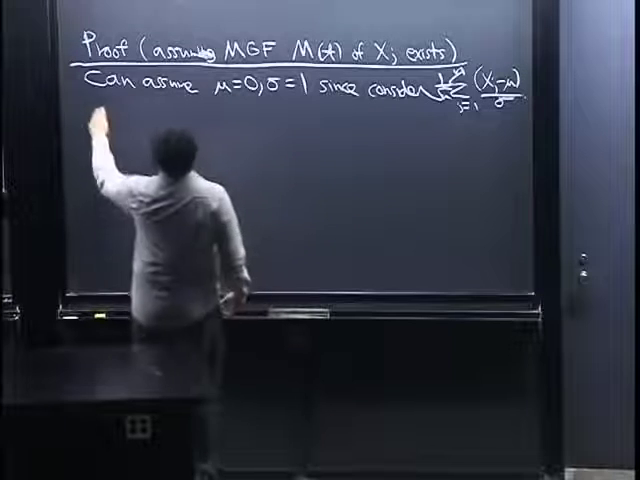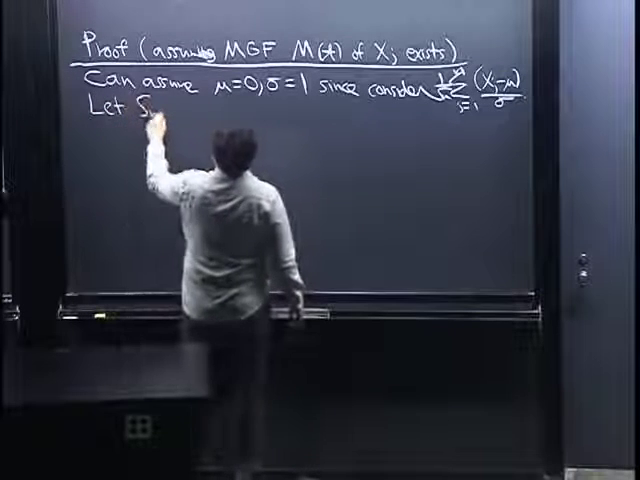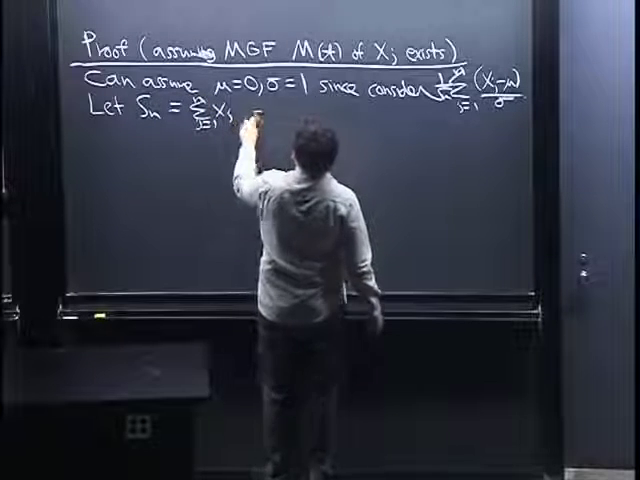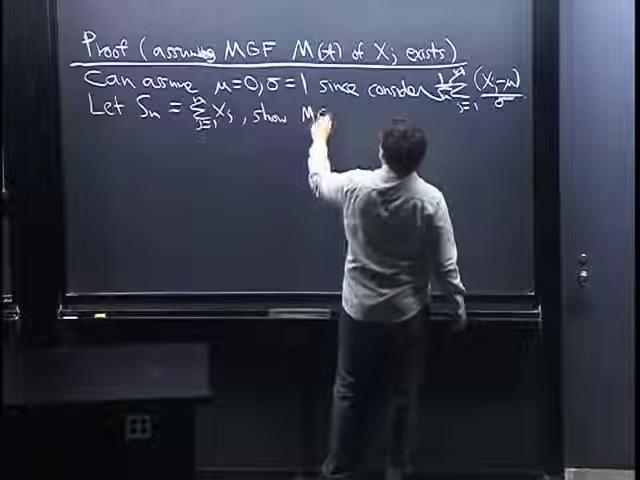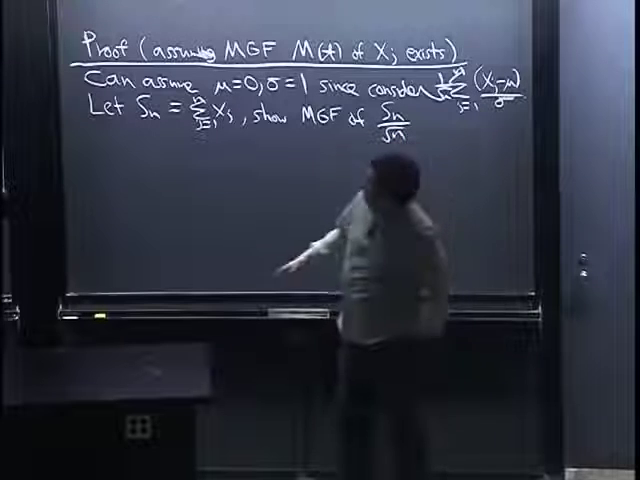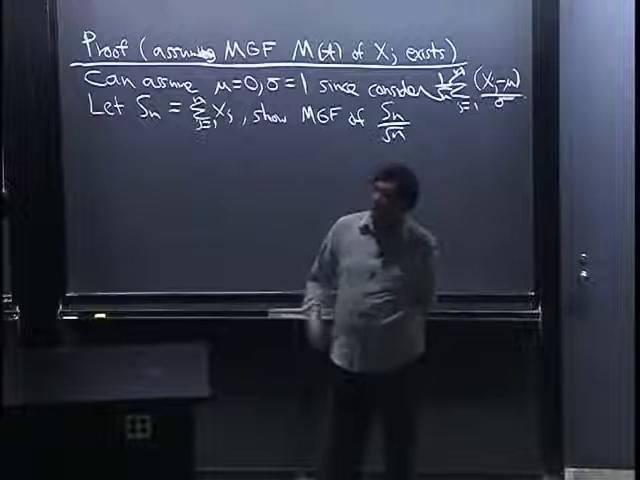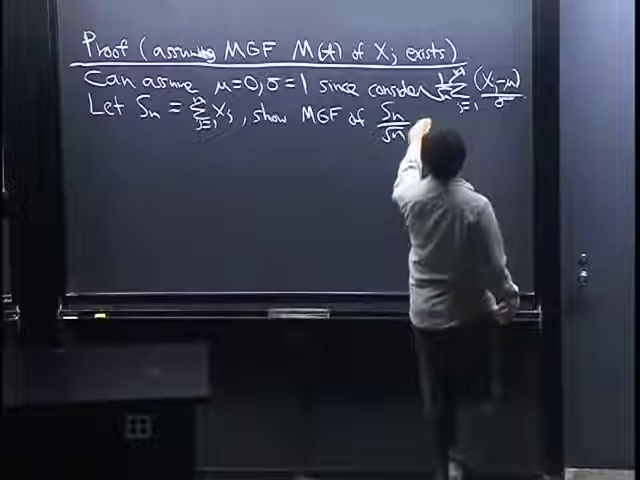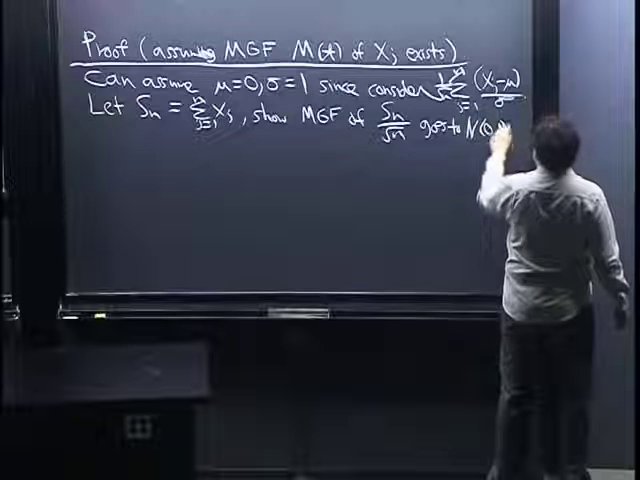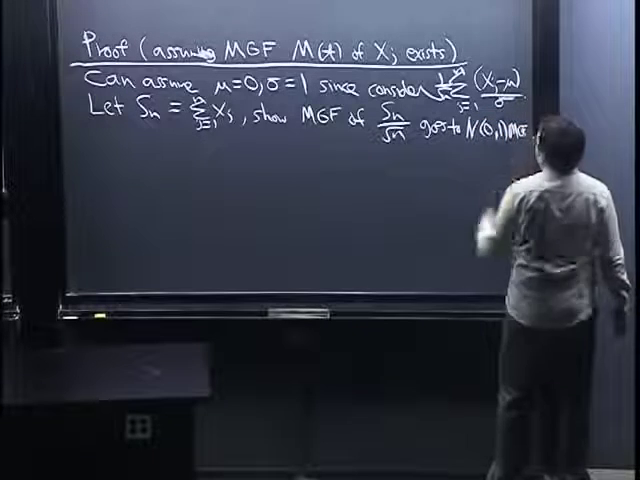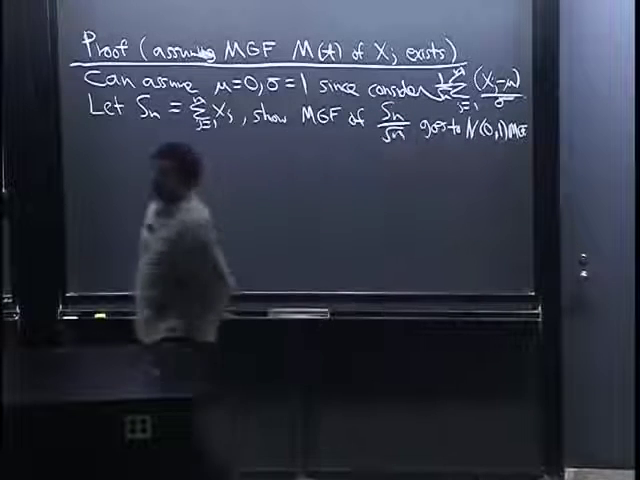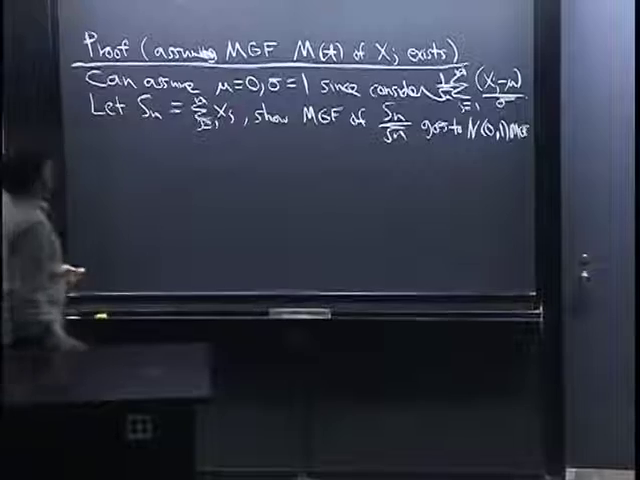And so just to have some notation, let's let Sn equal the sum, S for sum, of the first n terms. And what we want to show is that the MGF of Sn over root n, that's what we're looking at, right? Because I let mu equals 0, sigma equals 1. So we're looking at Sn over root n, and we want to show that that goes to the standard normal MGF. Right? So we just need to find this MGF, take a limit. Okay, so let's just find the MGF.